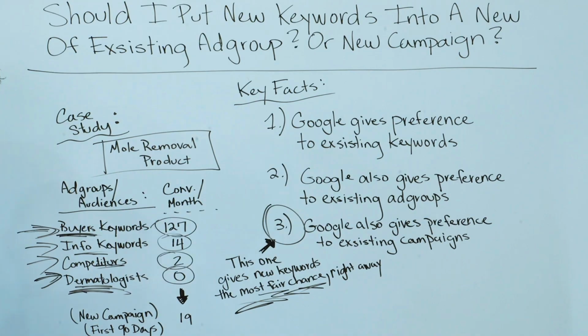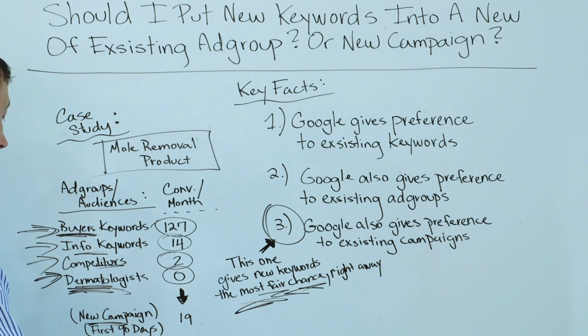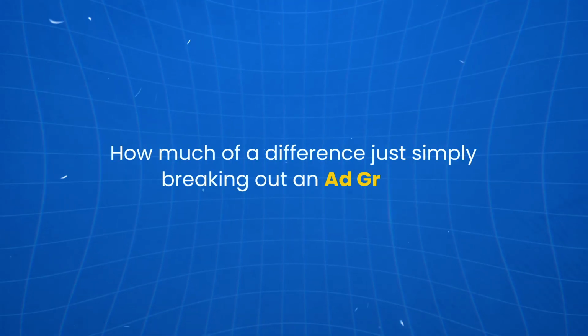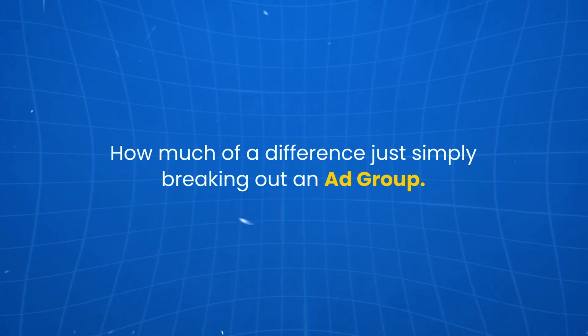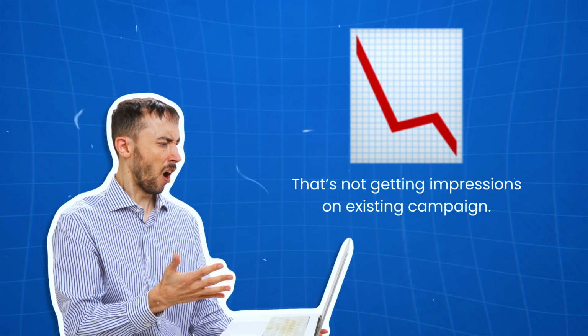With that said, we broke the dermatologist searches out into a new campaign and a new ad group. And after 90 days of running that already, we had 19 conversions a month from this particular campaign. This shows you how much of a difference just simply breaking out an ad group that's not getting any impressions on an existing campaign will do.